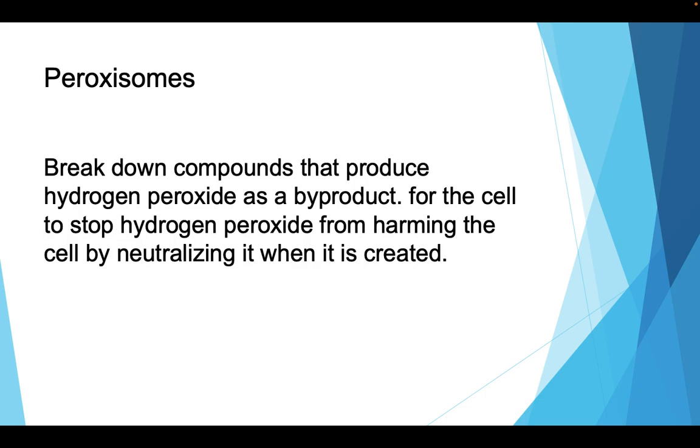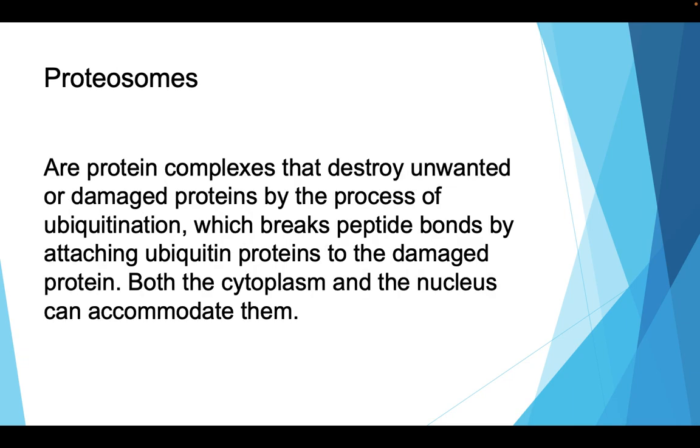If we could then talk about peroxisomes, they break down compounds that produce hydrogen peroxide as a byproduct, and sometimes also ROS, which are reactive oxygen species, which can be harmful for the cell. So the cell stops hydrogen peroxide from harming it by neutralizing it when it is created. Now there are certain balances in the cell for the formation of hydrogen peroxide. For example, after surgery, sometimes they add hydrogen peroxide to clean out the wound. Now, this can result in a high amount of hydrogen peroxide, which requires the use of peroxisomes to clean this up and to reach a neutralizing balance in the cell.